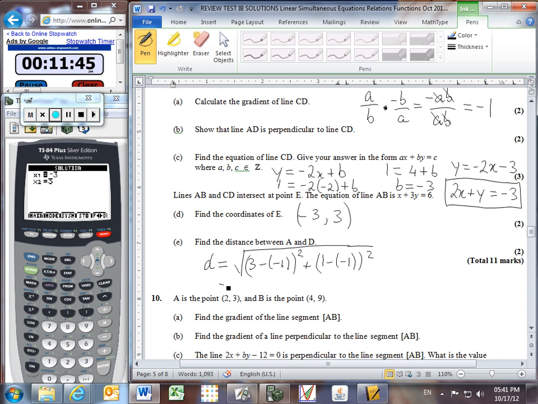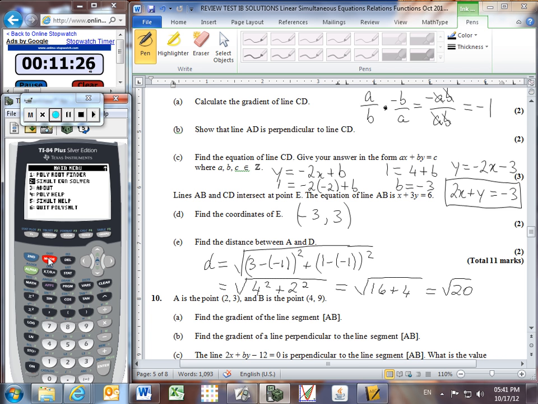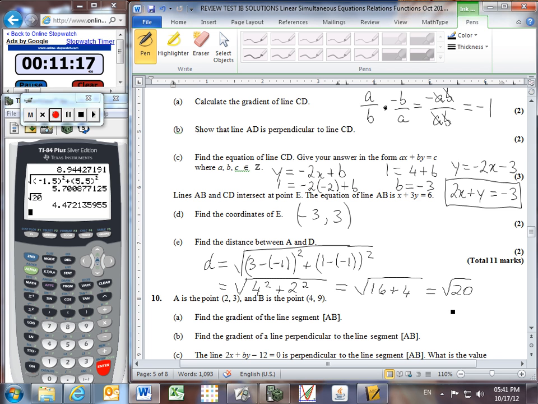So we'll simplify. We're now taking the square root of 3 plus 1 squared, which is 4 squared. And this is 1 plus 1 squared, that's 2 squared. That gives us the square root of 16 plus 4, and so we've got the square root of 20, and if we wanted, we could put this into the calculator and figure out what the square root of 20 is, and round it to 3 significant figures, that's the IB convention, and we get approximately 4.47.